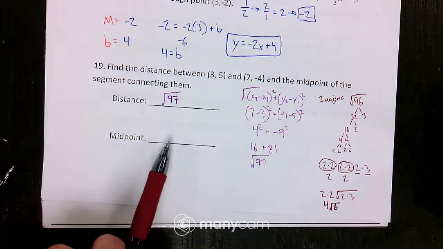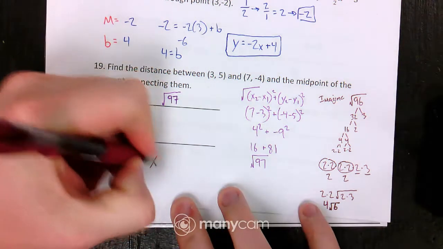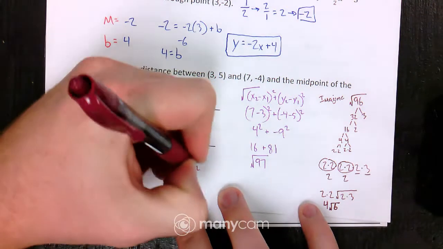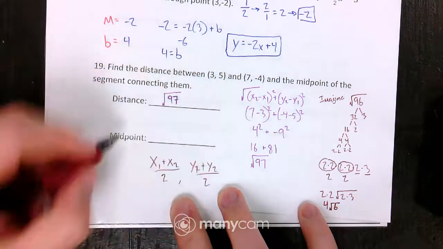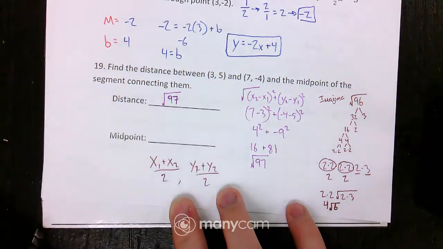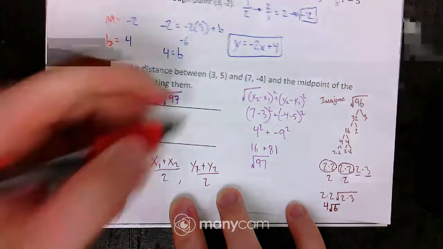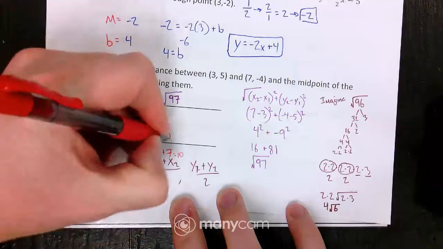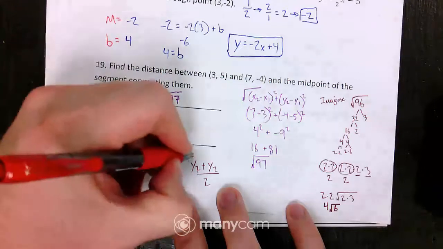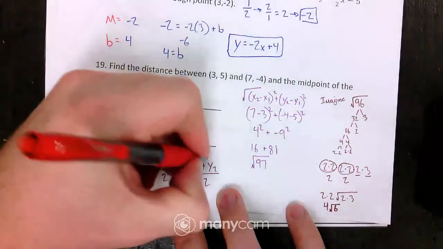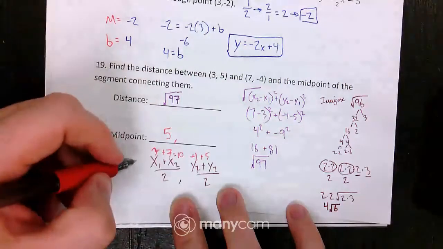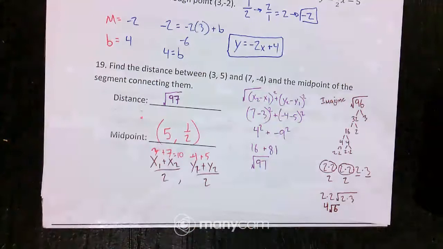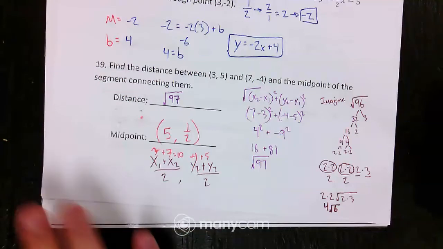Okay, midpoint. What's my midpoint formula? x1 plus x2 over 2, comma, y1 plus y2 over 2. So that gives me 3 plus 7 over 2, which is 10 over 2, which is 5. And then I have negative 4 plus 5. So that's negative 1. No, positive 1. So 1/2. Boom. There we go. Alright?